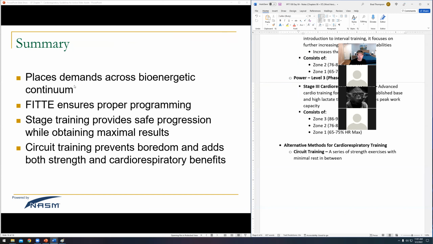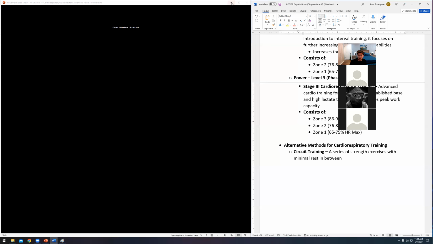This is going to place intensity and demand on the entire bioenergetic continuum. For those of you who don't know what that is, we talk about that in our physiology classes. But remember, aerobic, anaerobic, and ATP-PC even, we're placing energy demand on all of those systems. Your FIT principles is going to make the programs fun and engaging. And stage training is going to make sure that you're monitoring your exhaustion.